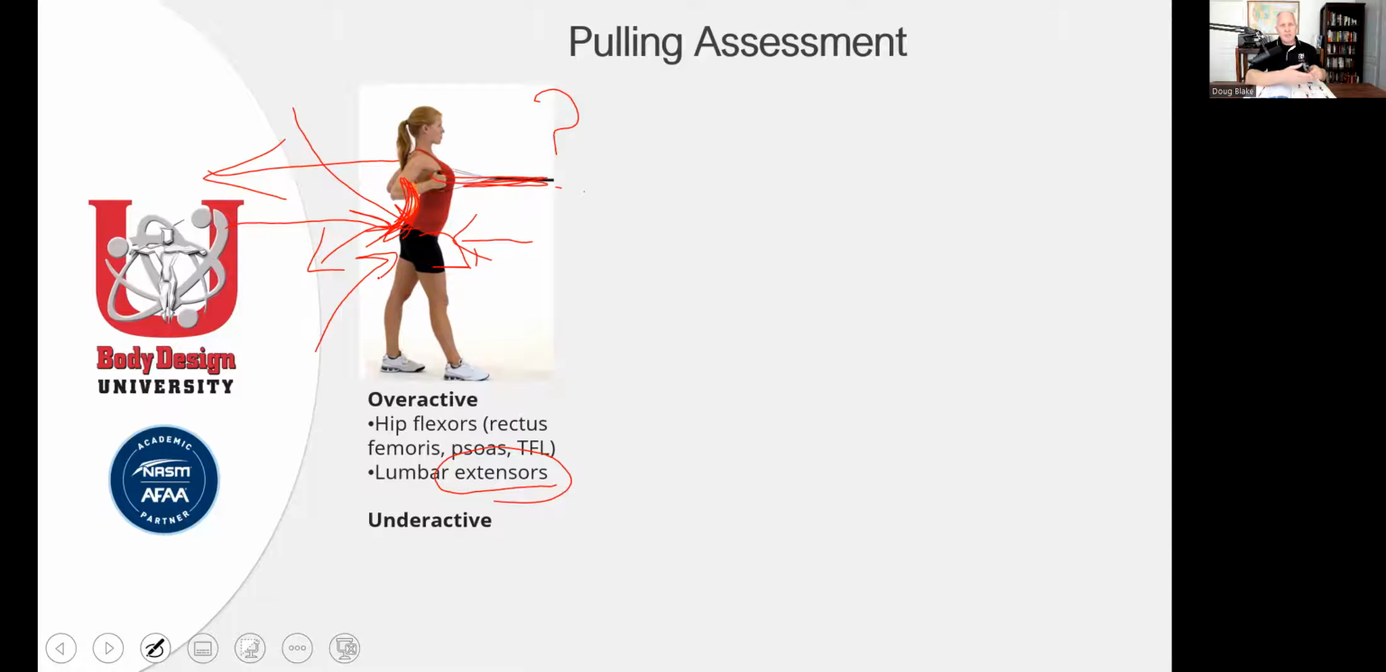Well, it's got to be the opposing or the antagonistic muscles to hip flexion, which is going to be what? Hip extension, right? What are the two hip extensors? The main hip extensors, the gluteus maximus and the hamstrings. Those are going to be your main hip extensors. And that's why the gluteus maximus, students say it all the time.